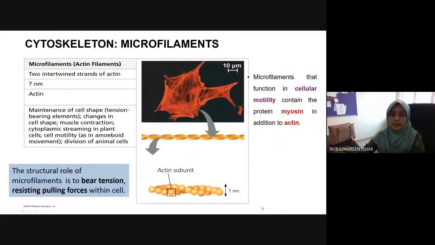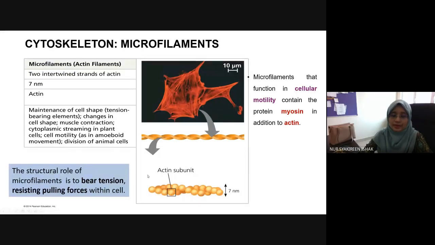So the next one is for the microfilaments. So for microfilaments, microfilaments that function in cellular motility contains protein, myosin, and also actin. Okay, so the structural role of microfilament is to bear tension, resisting pulling forces within cells.